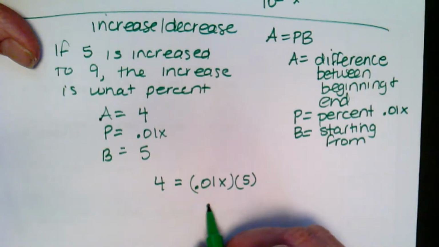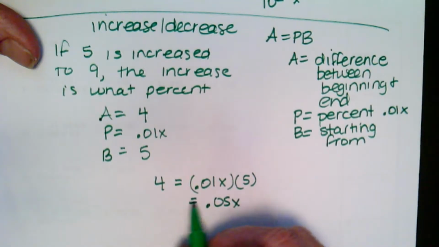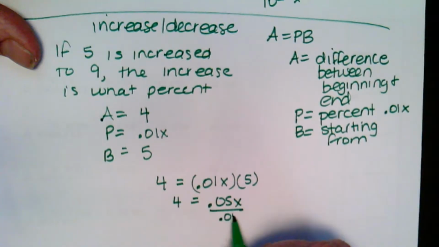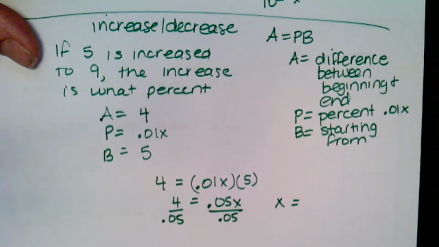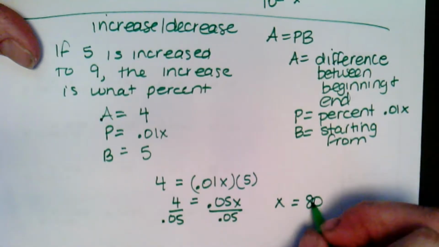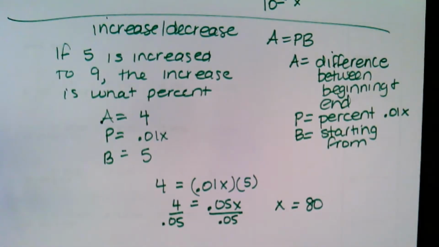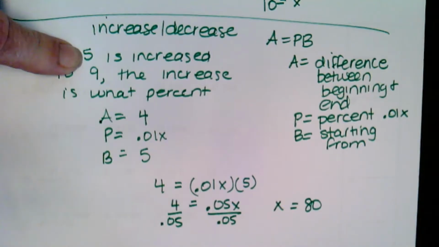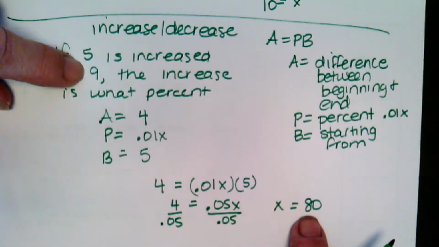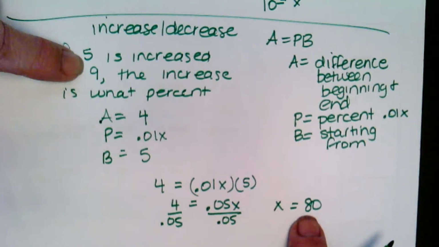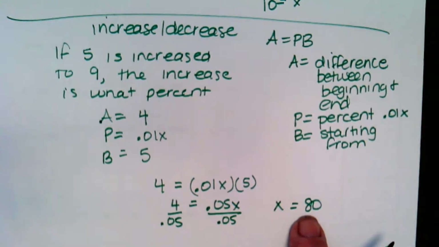So if we multiply these together, we get this. Divide by 0.05. So x is 4 divided by 0.05 is 80. So it's an 80% increase. So 100% increase would be this doubled, so it would have went to 10. So I was expecting something close to 100% because it's almost a double.